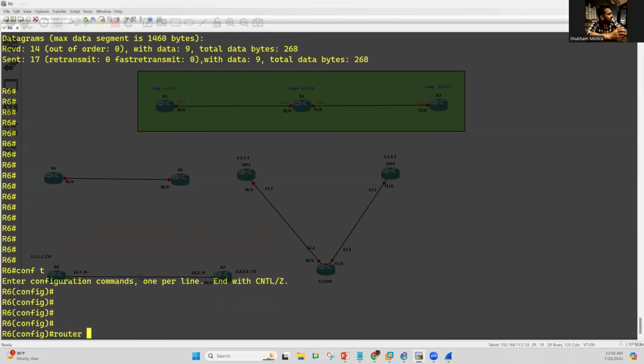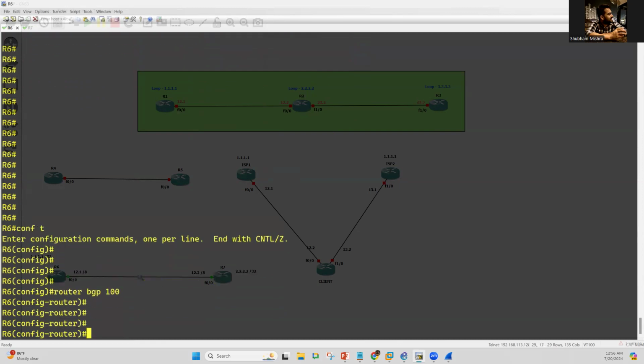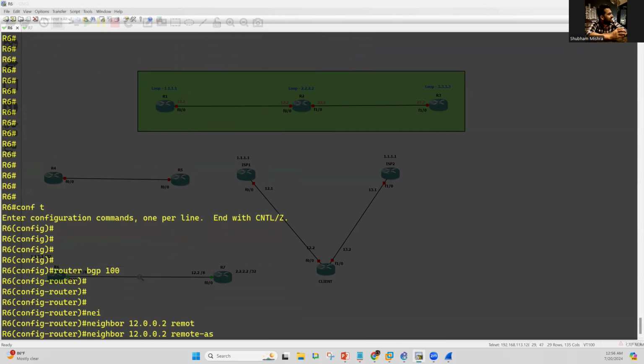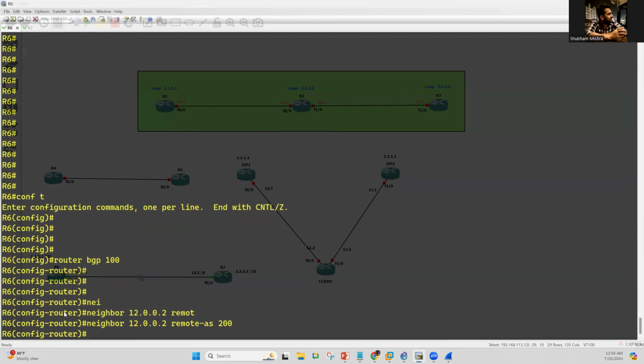First of all, you have to write router bgp. Let's suppose on R6 we are running 100. After that, you have to write neighbor. Who is the neighbor? 12.0.0.2. After that, you have to write remote-as, which means the AS number of your neighbor. 12.2 is my neighbor, and the AS number on 12.2 is 200. So this is the command. Please don't forget it.